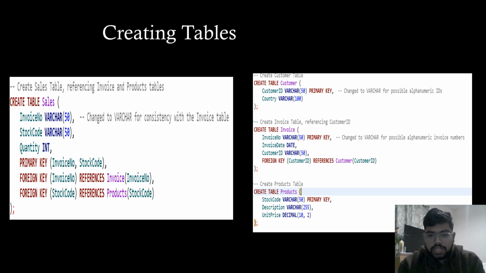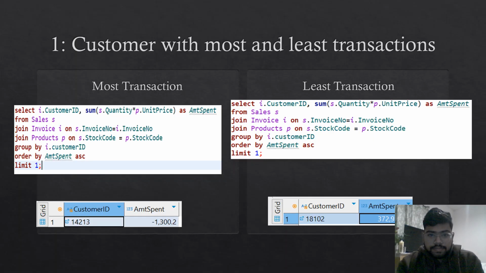And the next table is the invoice table. Here we are creating the invoice table, which contains invoice number, date of invoice, and customer ID. Here we consider invoice number as primary key, and we are creating another table called the products table, which contains stock code, description, and unit price of each product. So let's jump into the MySQL queries.